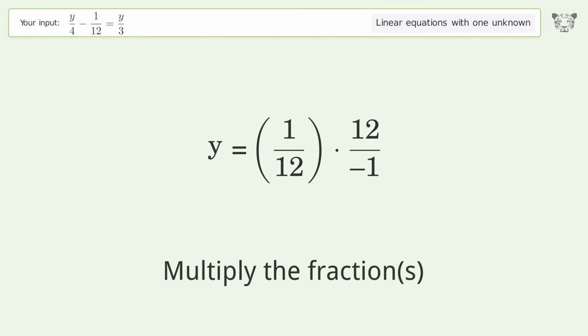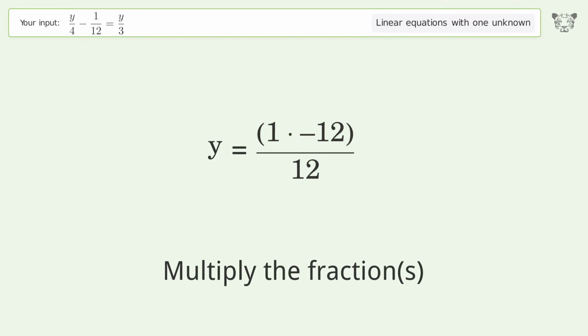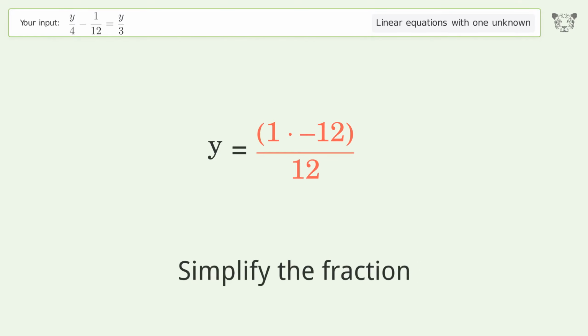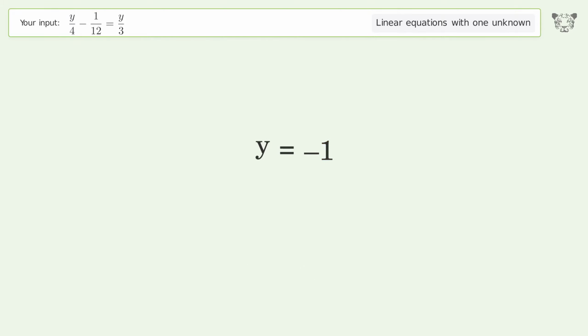Multiply the fractions. Simplify the fraction. And so the final result is y equals -1.